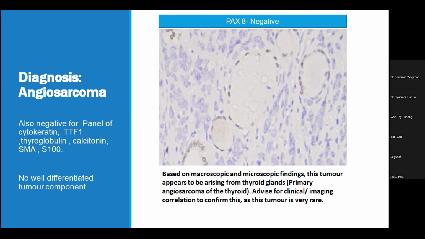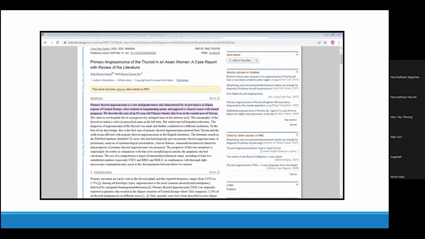cannot prove it because there is no well differentiated component, meaning PTC or follicular carcinoma component, or there are no markers that can prove it is anaplastic. PET was negative, everything else was also negative. So I conclude as primary angiosarcoma of the thyroid. So there is some paper here. Actually, apparently, most of them are case reports because it is rare.